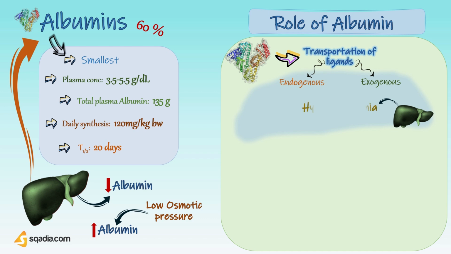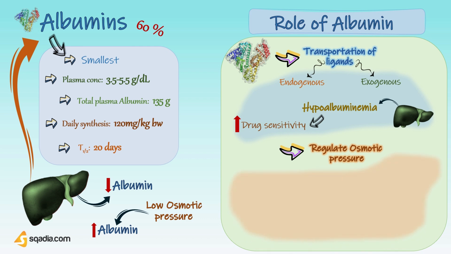Severe liver diseases can cause hypoalbuminemia. In that condition, there will be fewer binding sites for exogenous drugs. And as a result, large amounts of unbound drug exist in blood, leading to increased drug sensitivity.